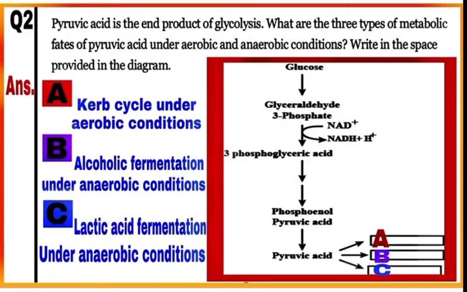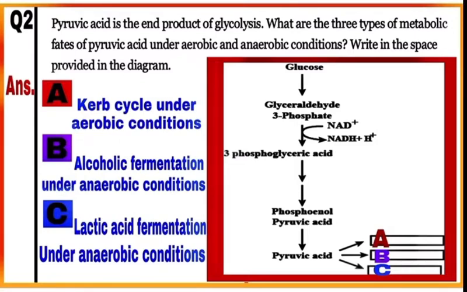Question number 2. Pyruvic acid is the end product of glycolysis. What are the three types of metabolic fates of pyruvic acid under aerobic and anaerobic conditions? Write in the space provided in the diagram. In glycolysis, glucose is converted to pyruvic acid, and after this its fate depends on aerobic and anaerobic conditions. First fill space A in the diagram.